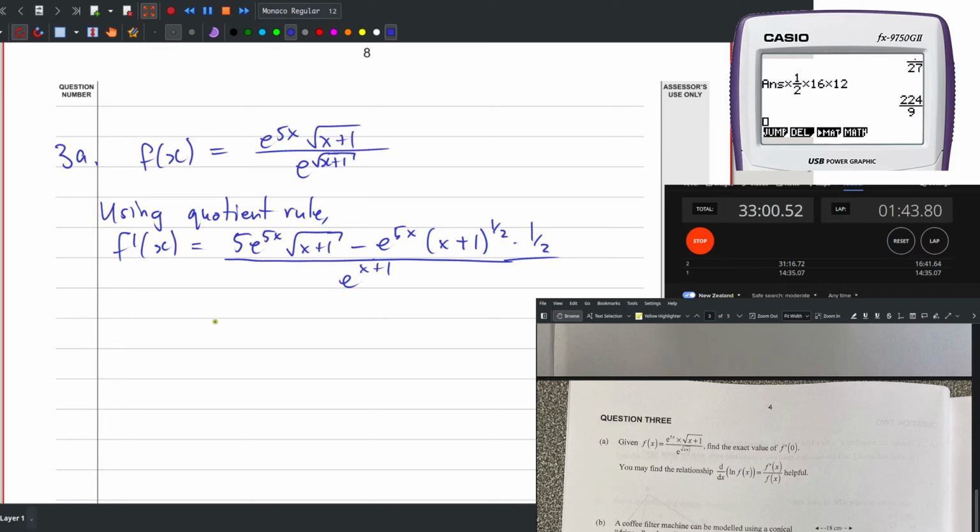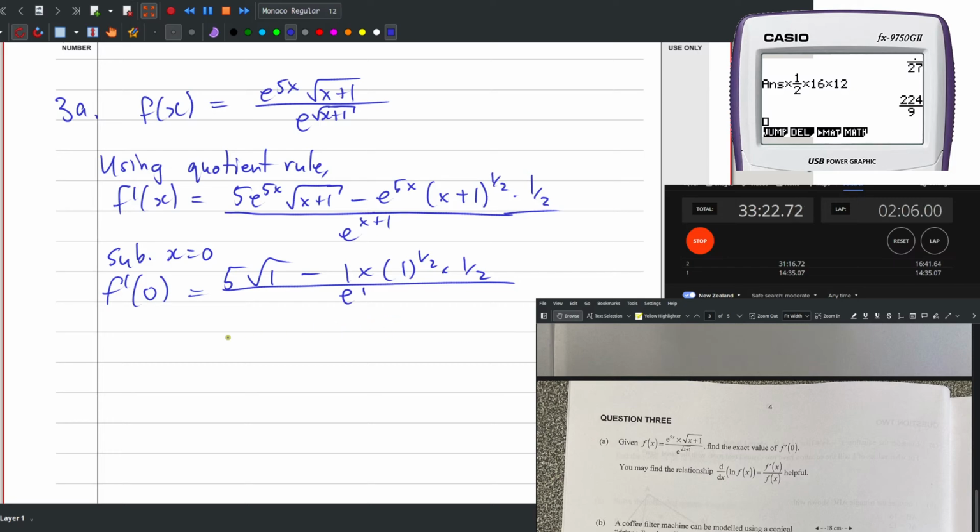Alright, so yeah, I guess if you sub in x equals 0: 5 root 1 minus 1 times 1 times a half over e to the 1. Nah, I don't know. Let's just check that the answer's correct, right?